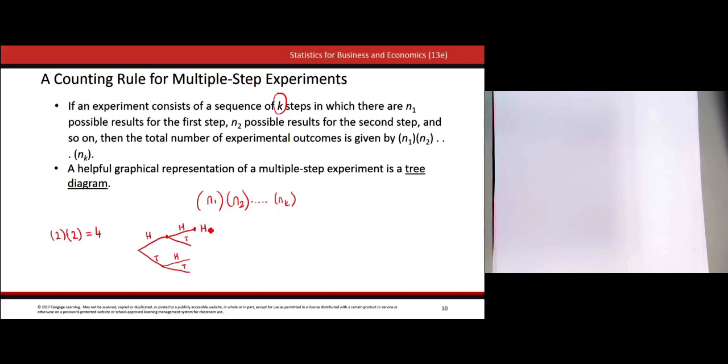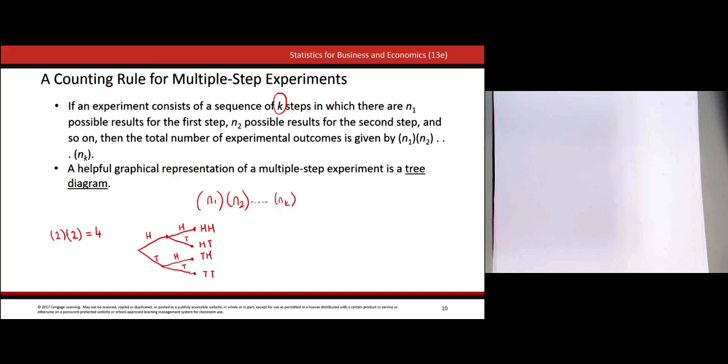So then what are those outcomes? You can get head from first one, head from the second. You can get head from first, tail from second, tail from first, head from second, and tail, tail. So this is the tree diagram if you toss the 2 coins. So we have 4 outcomes: head, head, head, tail, tail, head, tail, tail.